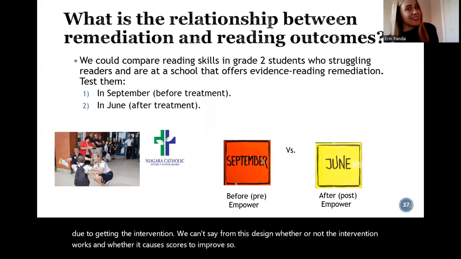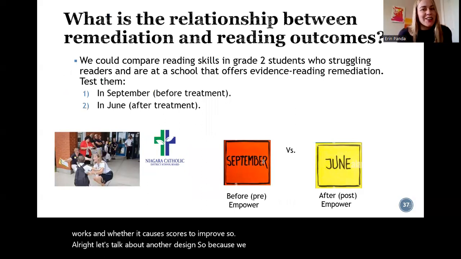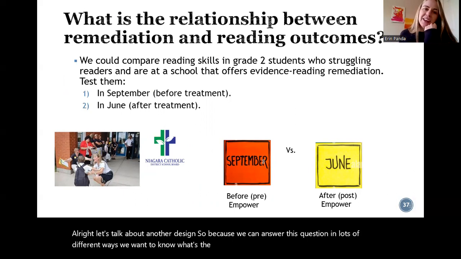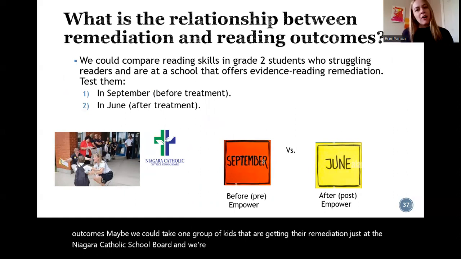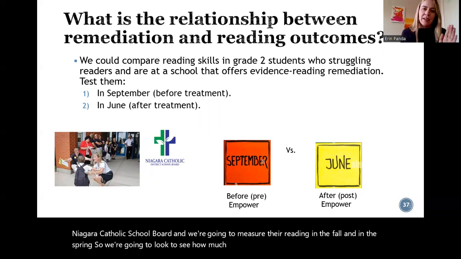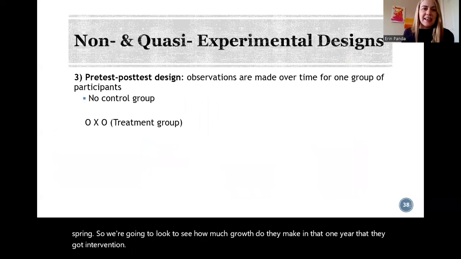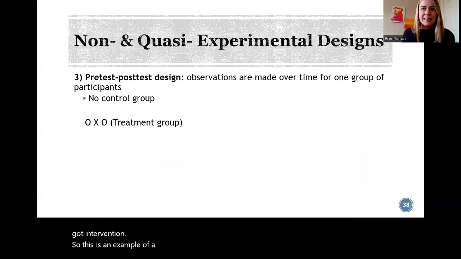All right, let's talk about another design. Because we can answer this question in lots of different ways. We want to know what's the relationship between remediation and reading outcomes. Well, maybe we could take one group of kids that are getting their remediation just at the Niagara Catholic School Board, and we're going to measure their reading in the fall and in the spring. So we're going to look to see how much growth do they make in that 1 year that they got intervention. So this is an example of a pre-test, post-test design.